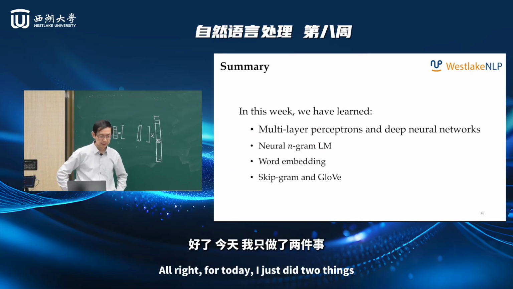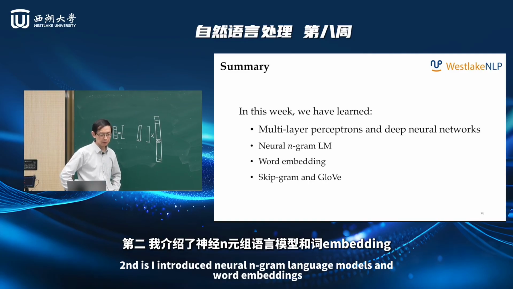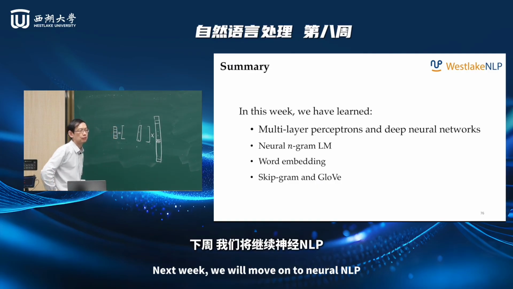All right, for today, I just did 2 things. One is to go over MLP and deep neural network for text classification. Second is I introduced neural n-gram language models and word embeddings. Right? Next week, we will move on to neural NLP.